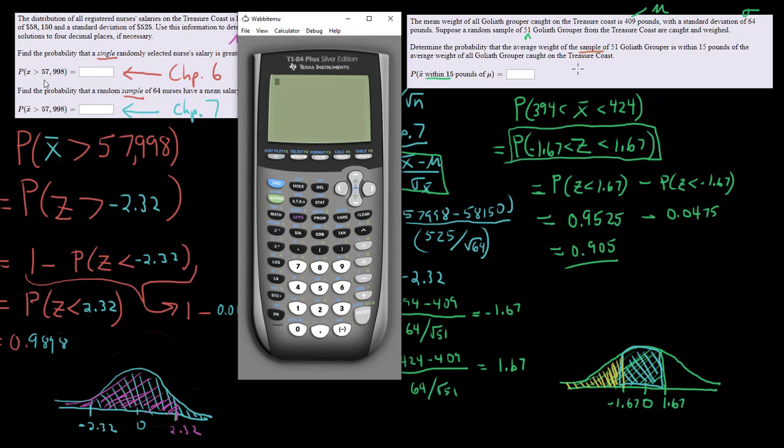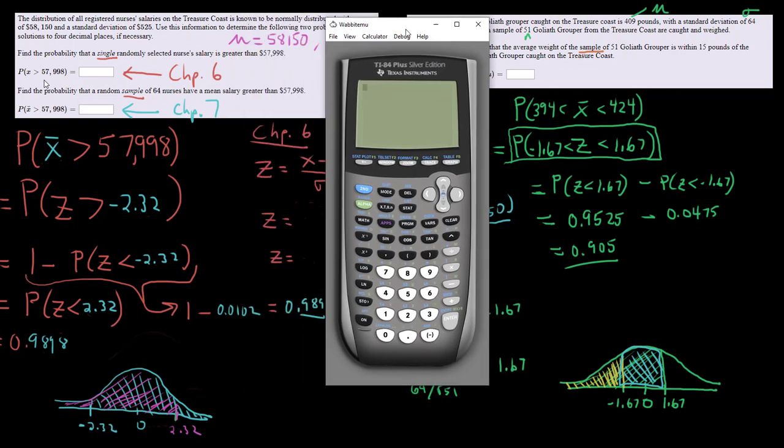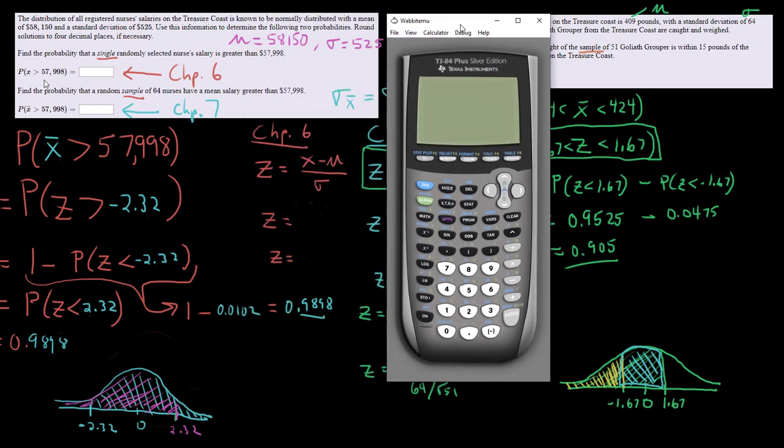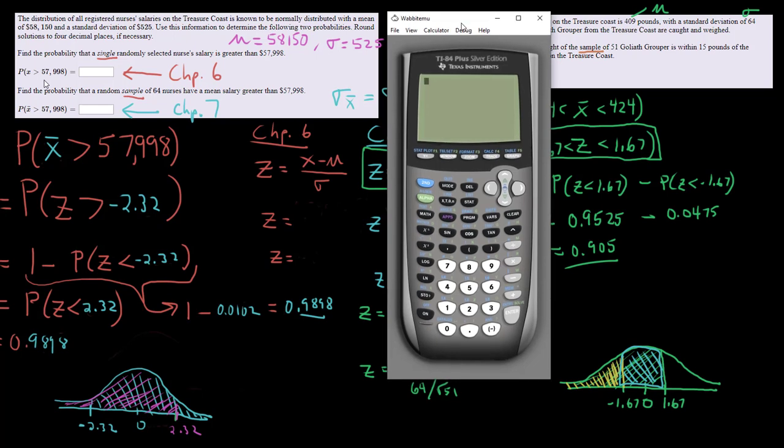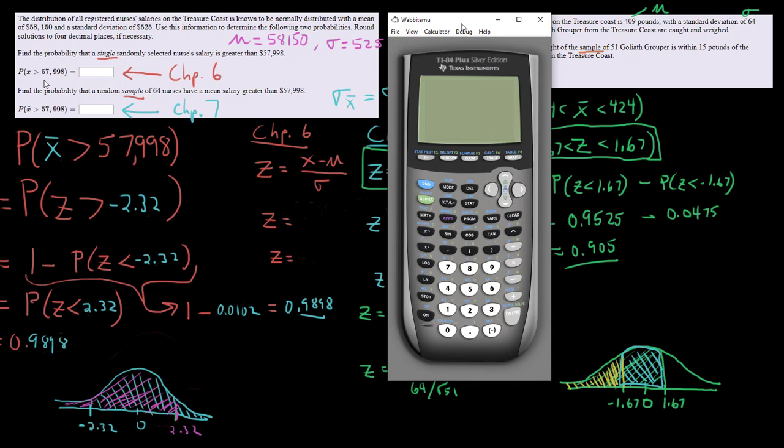Now, actually, I said let's do the grouper first. Let's do the nursing salary question first, because I want to show you how to do a Chapter 6 question first. Then I'll show you how it's different than a Chapter 7 question. Okay, so what you have to do is go to the second VARS, the distribution menu. So see there it says DISTR, distributions, but you have to hit the second button, the blue button, to get there.